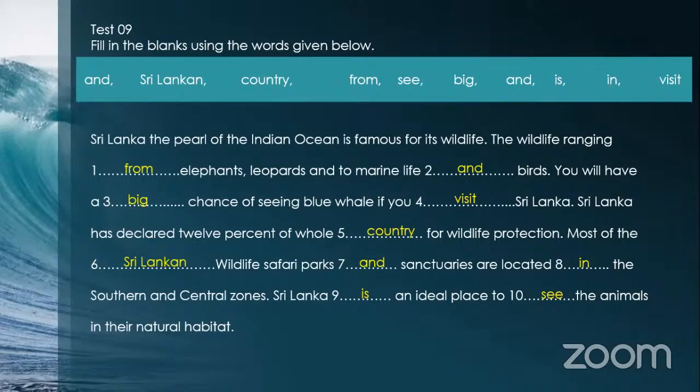Mark your answers quickly for question number 9.